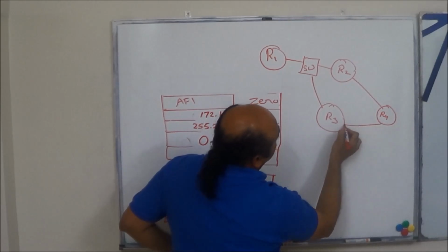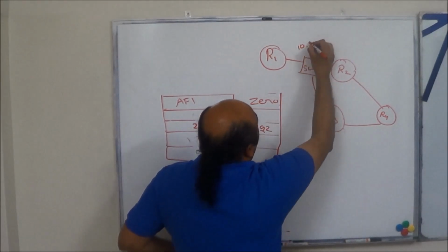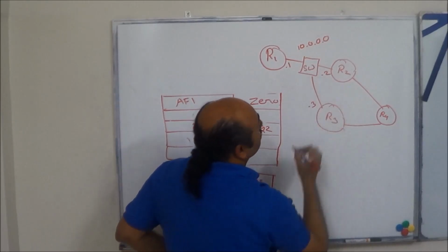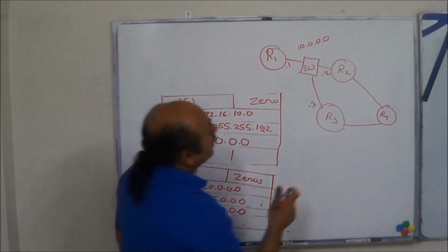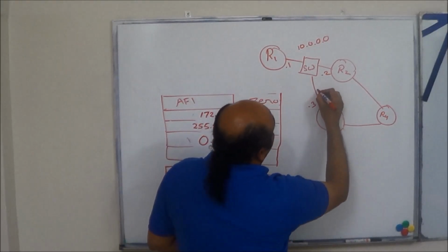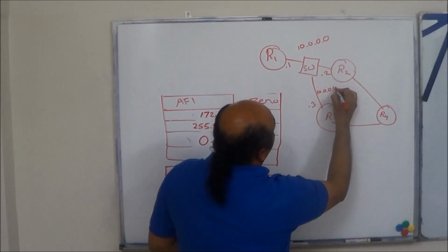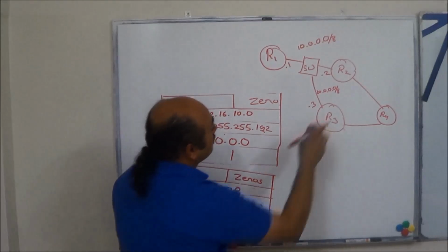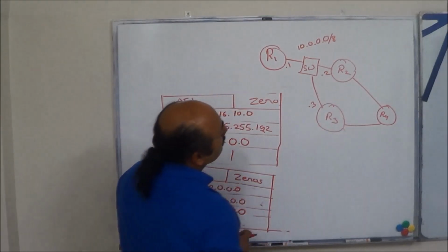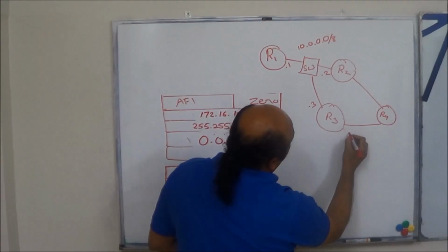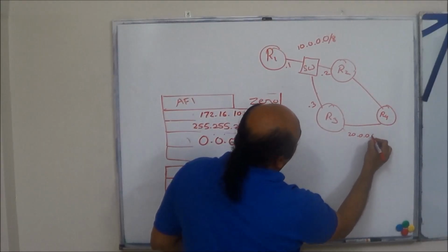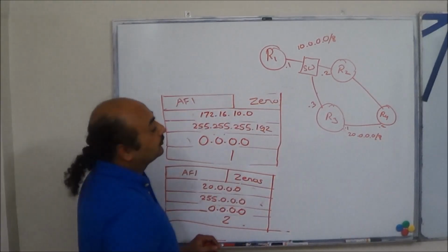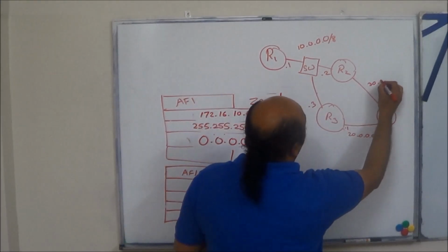What is this network? 10 network. This is dot 1, this is dot 2, this is dot 3. And this is your what network? 20 network. My bad. This is the same network. This is 20. This is dot 1, this is dot 2. Fine. And this is 30.